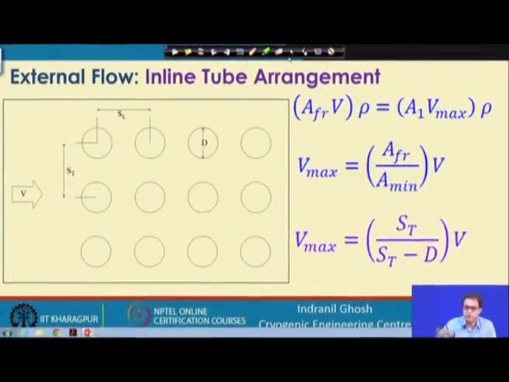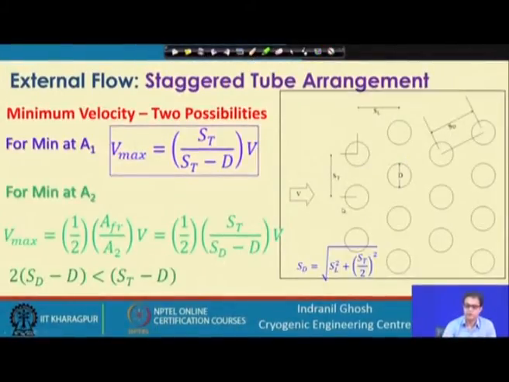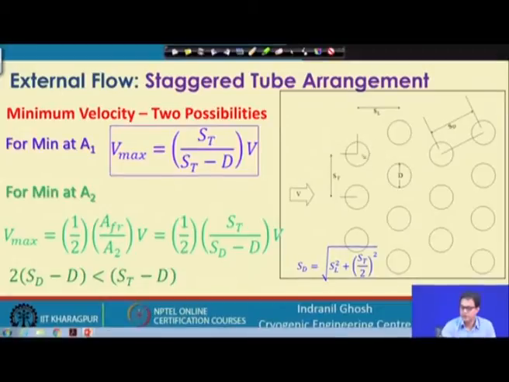Now, if we look into the other arrangement that is possible, that is the staggered condition, we have seen that the tubes are in this staggered condition, and if we connect the centers, they will form a kind of triangle. So, this is the staggered condition, where we have seen that the maximum velocity may occur at this location, or it may occur at this location. This is called A 2.